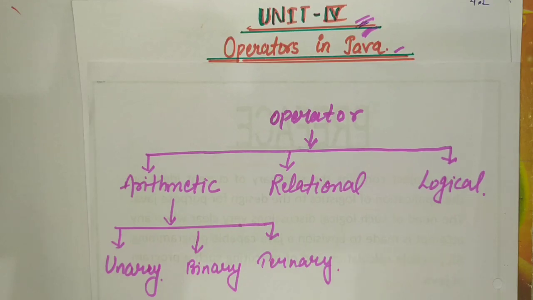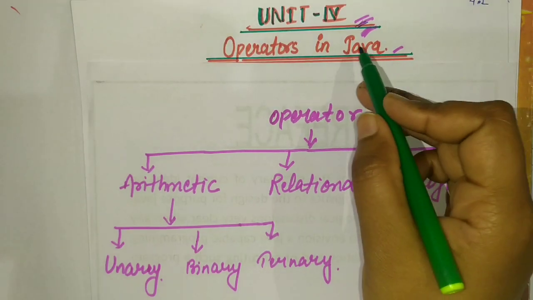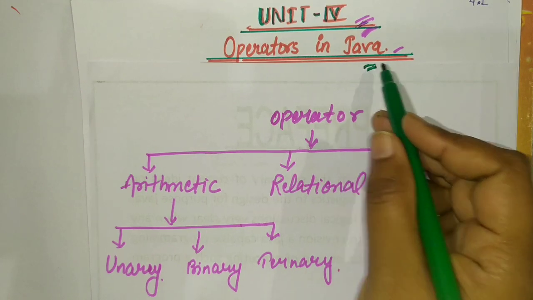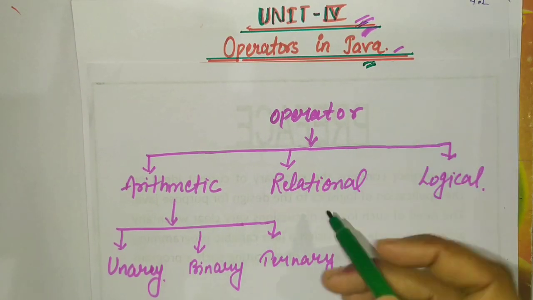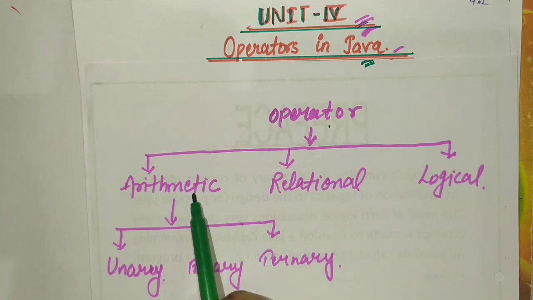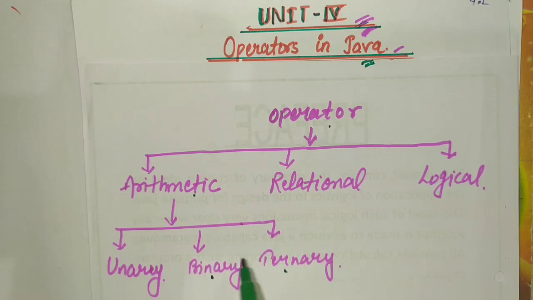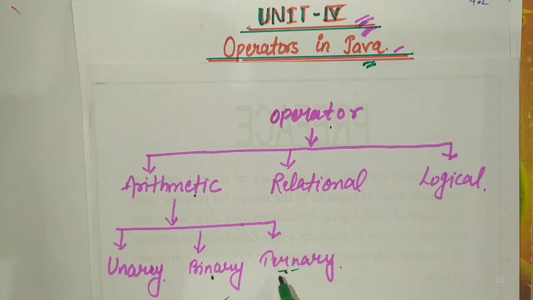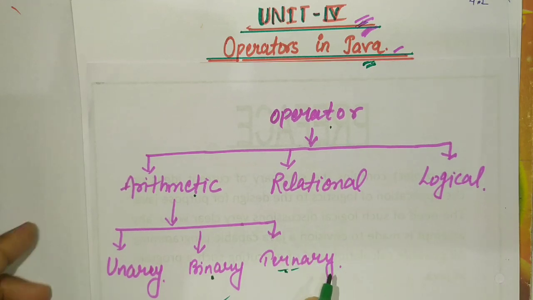Hello everyone, this is the next part of Unit 4 Operator in Java. In the previous video, we discussed the operator and different types of operator: arithmetic operator and unary operator. But in this video, we discuss the binary operator and the ternary operator. For the binary operator, we look at the different types, and for the ternary operator, the syntax and some questions related to it. So let's start.